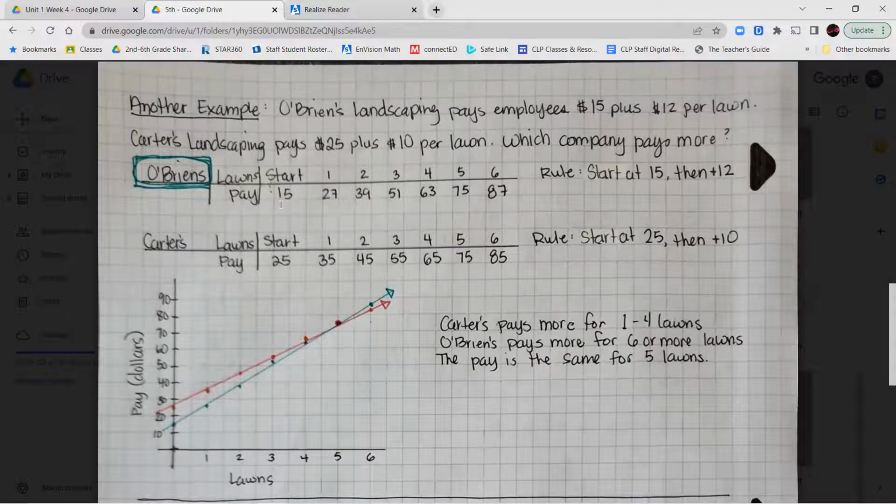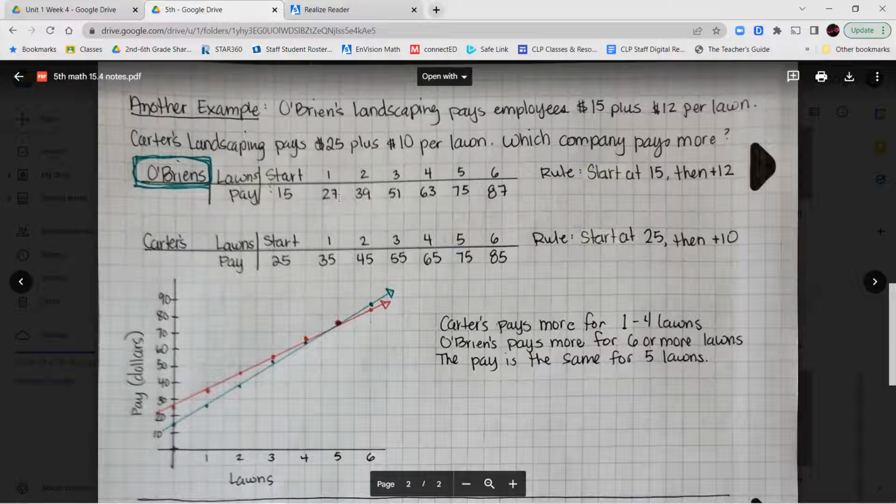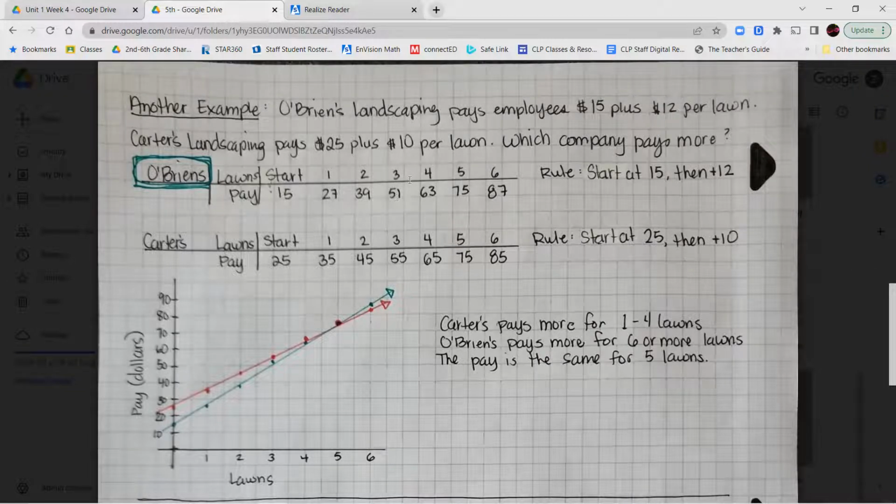So O'Brien's starts at 15, and then for one lawn, it's 15 plus 12, which is 27. For 2 lawns, plus another 12, which is 39. For 3 lawns, it's 51. 4 lawns, it's 63. 5 is 75, and 6 is 87.